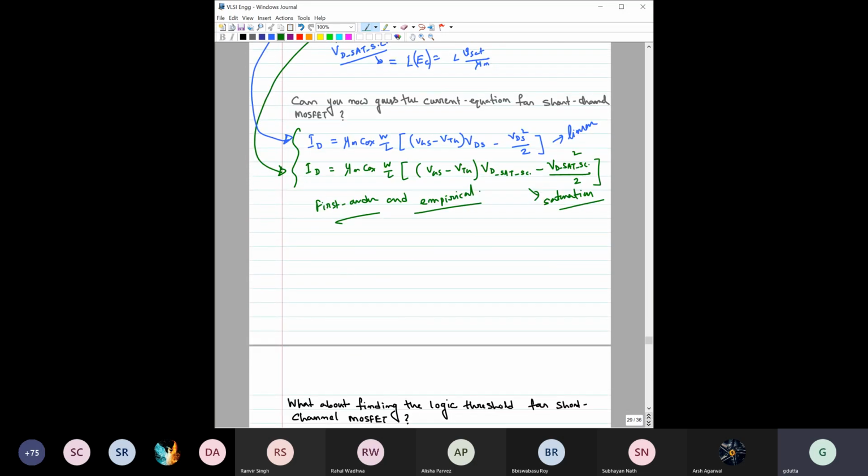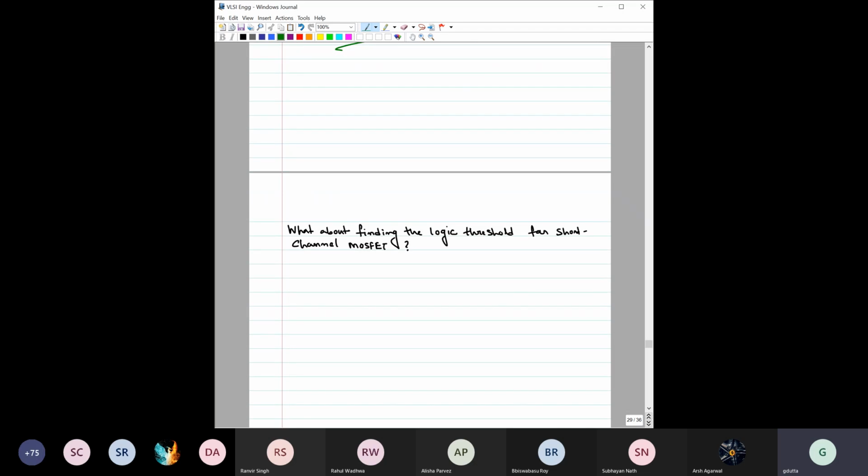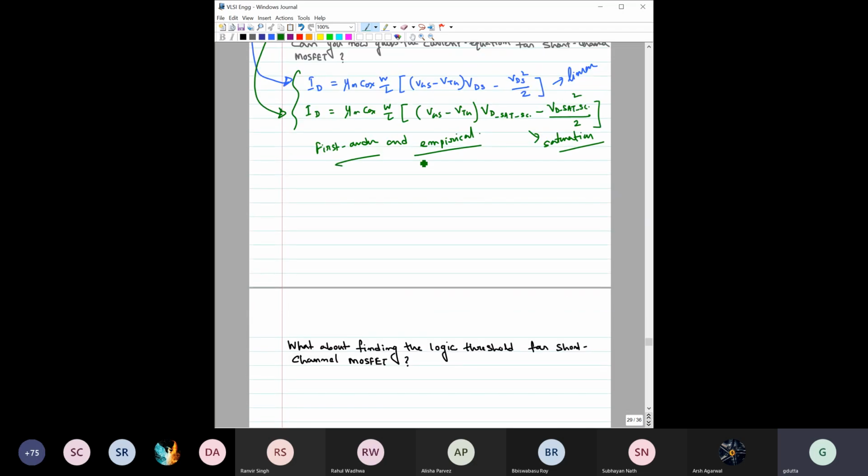Again, this is one simple work for you. Now you have the equations in both the linear as well as the saturation region, so now I can ask you anything. I can ask you to find the noise margin for a short channel MOSFET, or the logic threshold for a short channel MOSFET. Yes, that is exactly what I am going to do now.